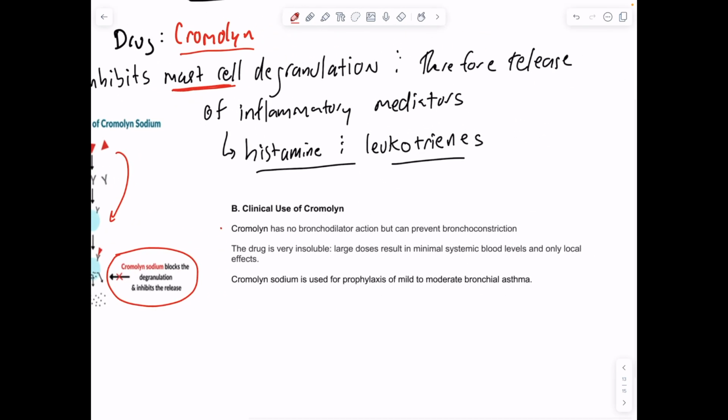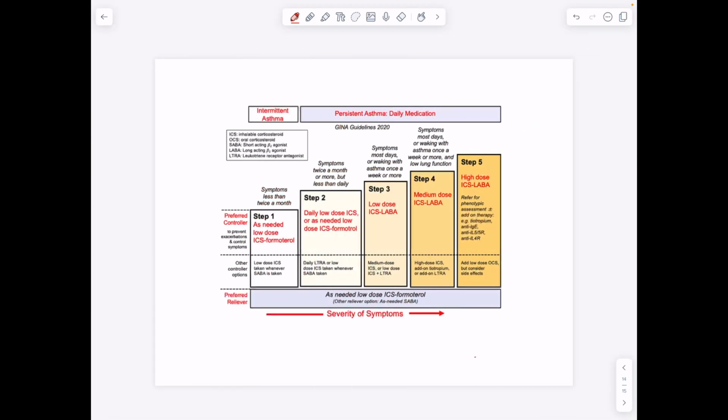Overall, clinical use: no bronchodilator action, but it can prevent bronchoconstriction. It's very insoluble. Large doses result in minimal systemic blood levels, only local effects. And then cromolyn sodium is used for prophylaxis of mild to moderate bronchial asthma. So treating yourself before you're experiencing symptoms, preempting, aka prophylaxis.